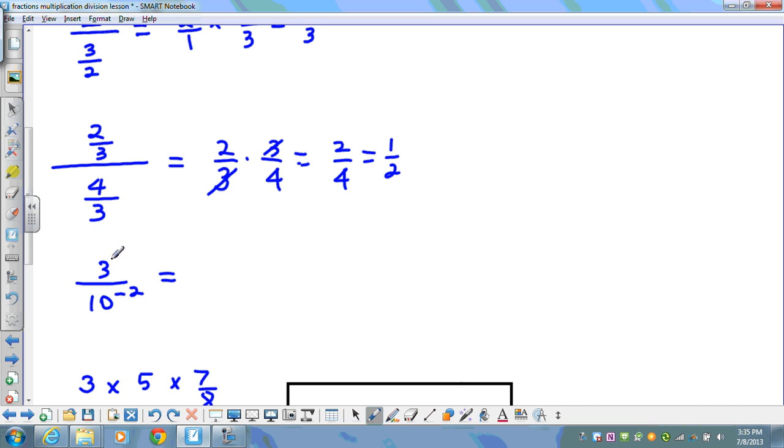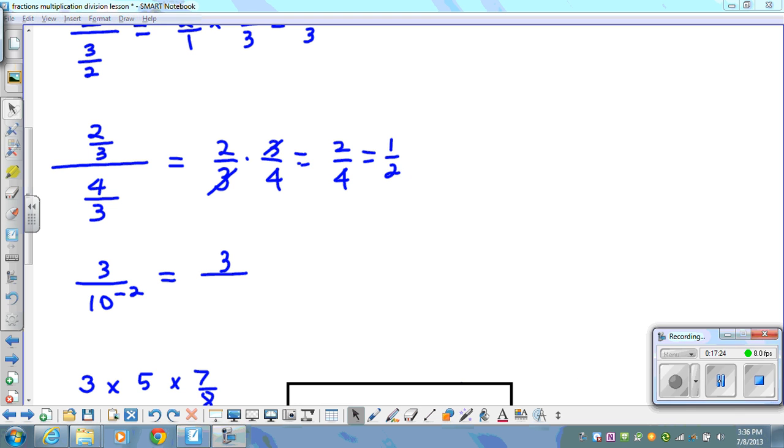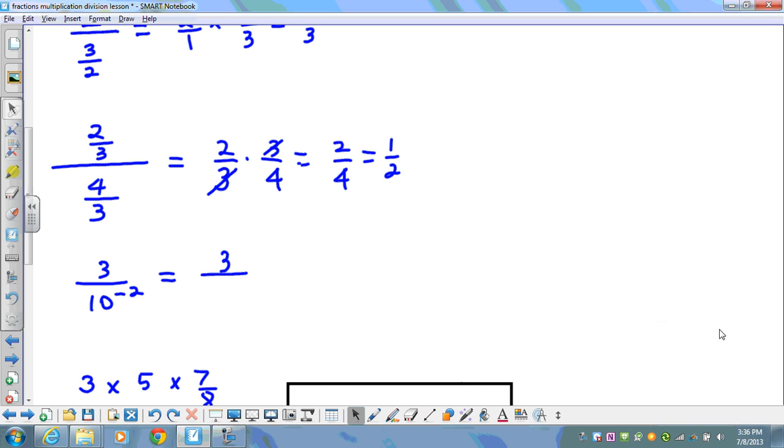Here's an interesting one, 3 over 10 to the negative 2. So the denominator is 10 to the negative 2. And if you remember your negative exponents, we can write that as 1/10 squared. A negative exponent means basically write it as 1 over the same quantity with a positive exponent.